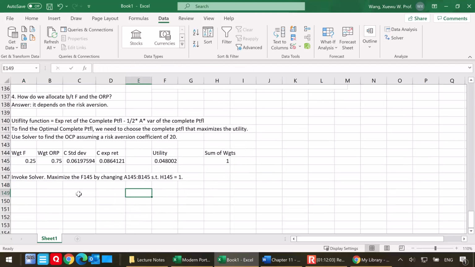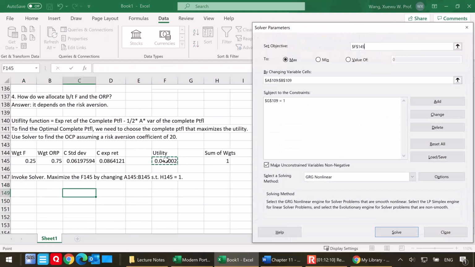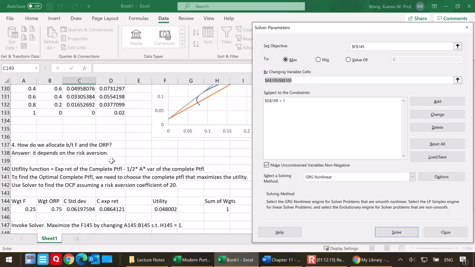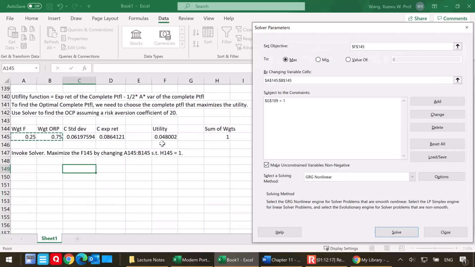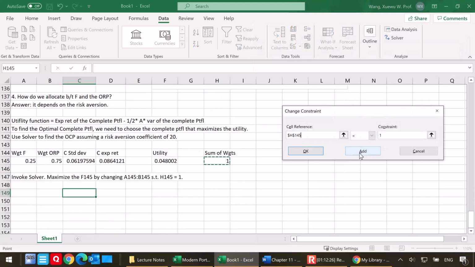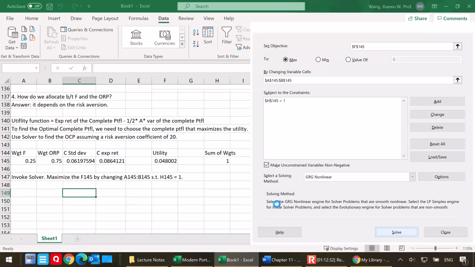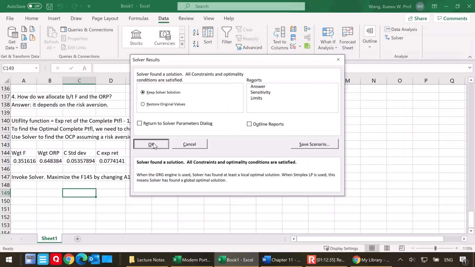So let's go ahead and bring up Solver here. This is my utility score, and I want to maximize this. I want to change my choice variable here, and I do have the constraint, but I need to change the cell reference here. That's the summation of the weights, and that's what we need to do. I'm going to click solve. Solver says I found a solution.